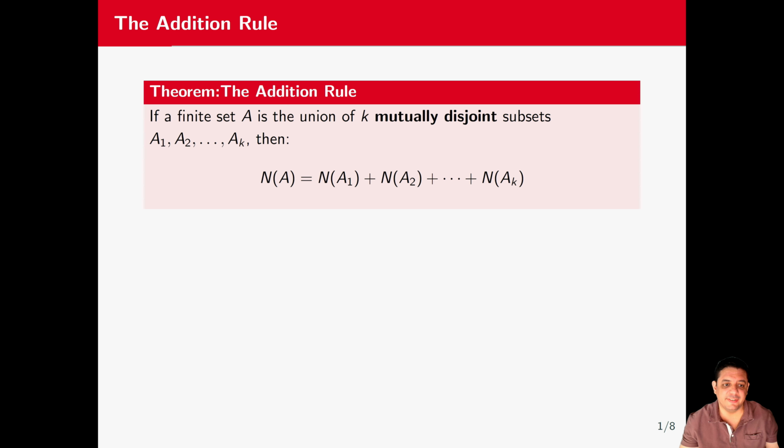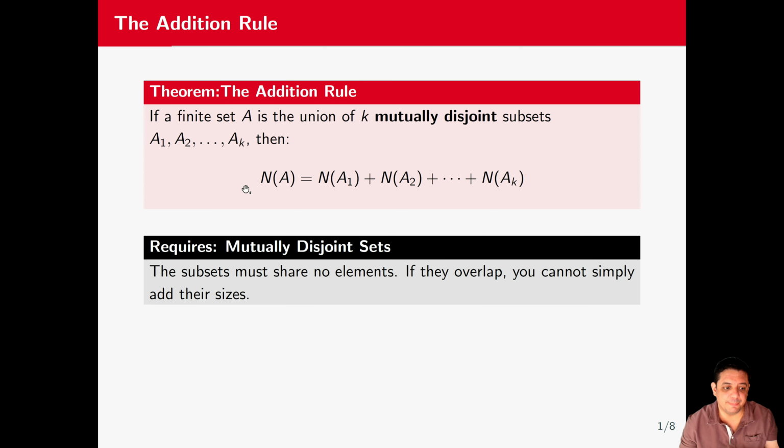If you have a set A that can be seen as the union of mutually disjoint subsets, like a collection of subsets A1, A2, up to AK that are mutually disjoint, so the intersection is empty, then you can see the number of elements in the set as the sum of the number of elements in each of the sets of the partition, the mutually disjoint partition. So the subsets share no elements.